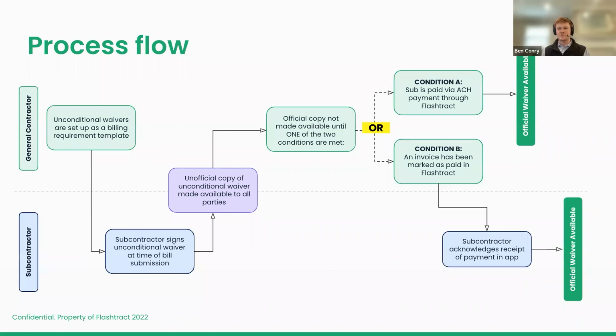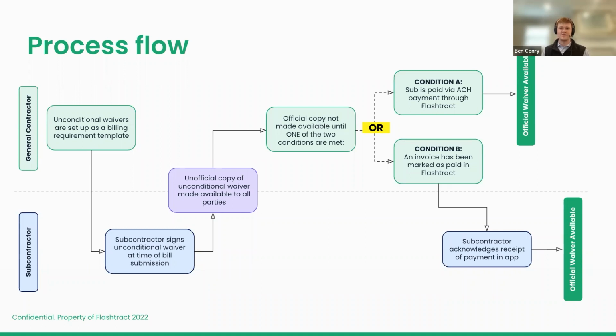So now what happens is your subcontractor does what they normally do. They log into Flashtract, submit their invoice like usual. But at this point in time, we're not only going to generate that pay application and that conditional lien waiver, we're also going to generate that unconditional lien waiver. That subcontractor is going to be prompted to sign that unconditional lien waiver. I'll show you that today. We make it super clear that the official copy of that waiver is not going to be made available to the GC until they have been paid.